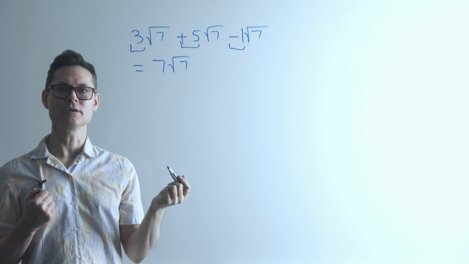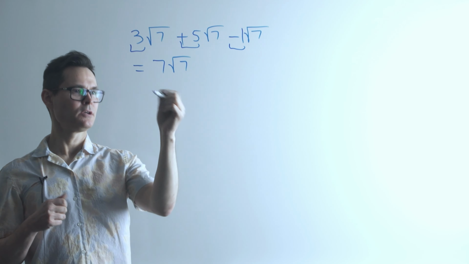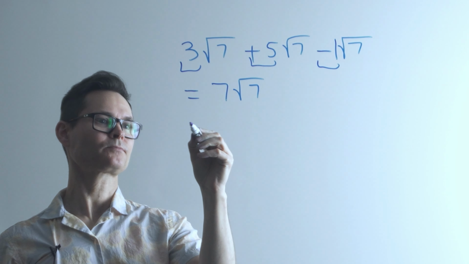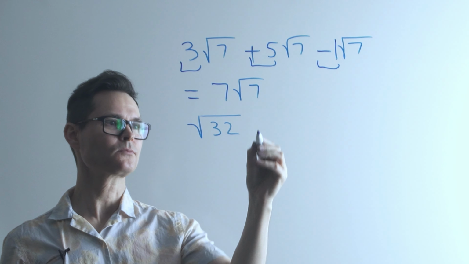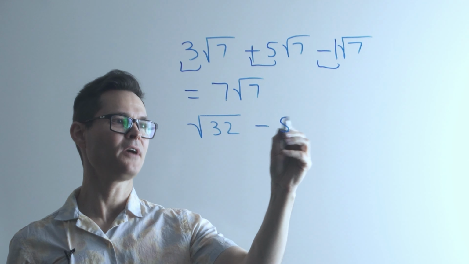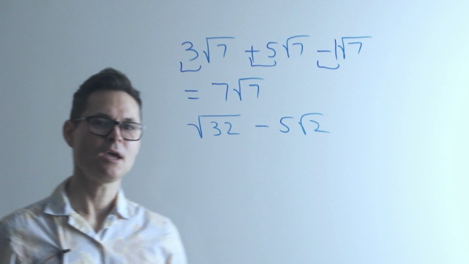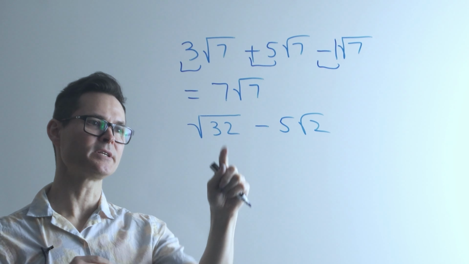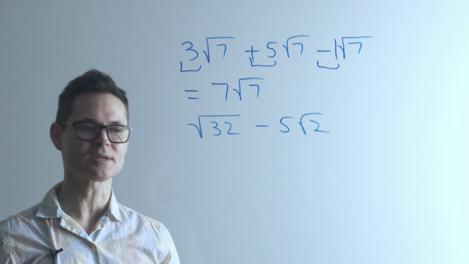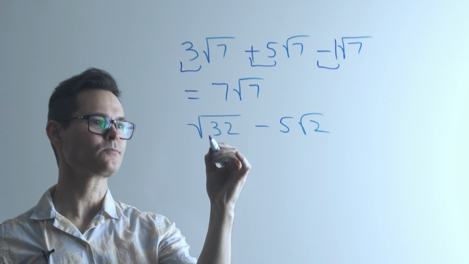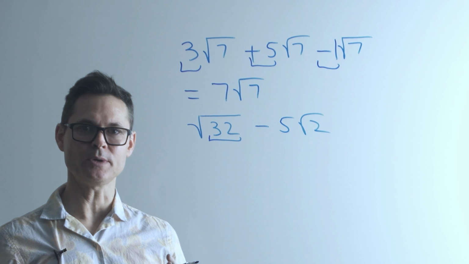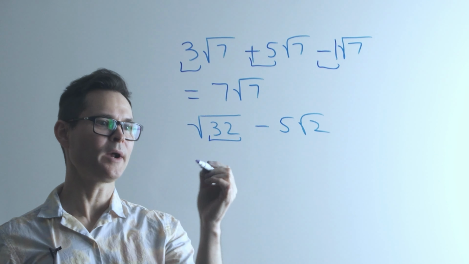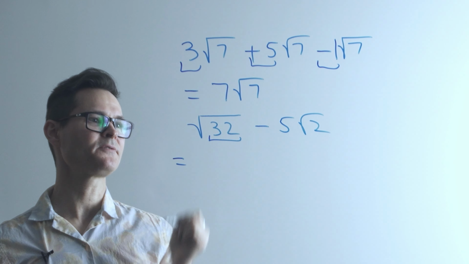So there's an example of adding them. Sometimes they don't appear to be combinable. So for instance, you might have the square root of 32 minus 5 root 2. And they don't look like you can put them together. It doesn't look like apples with apples. It looks like apples and oranges. But 32 does have a perfect square built into it. Do you see? So what I can do is simplify this first.